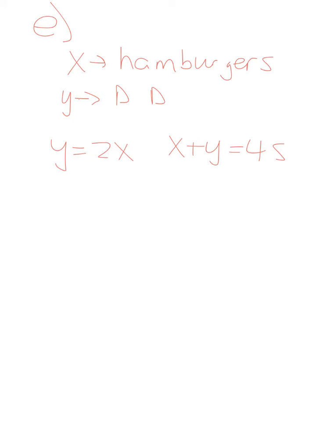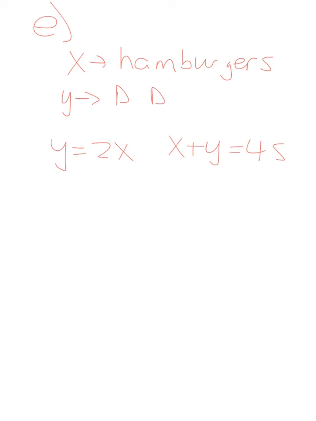Mr. Thomas cooked 45 hamburgers and hot dogs at a cookout. He cooked twice as many hot dogs as hamburgers. So I'm going to let x be my hamburgers. y is twice as many, so for every hamburger he made 2 hot dogs. That means my y equation is y equals 2x. My hamburgers plus my hot dogs is equal to 45.